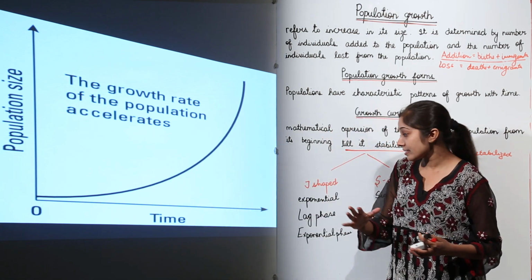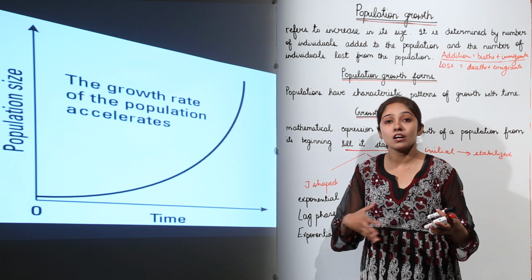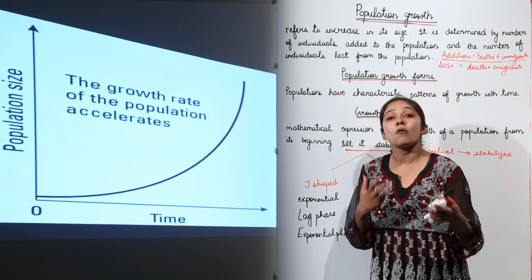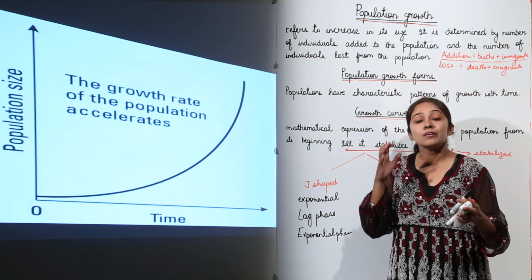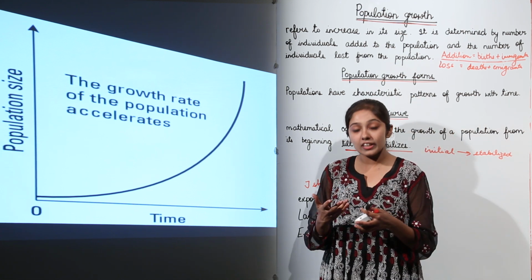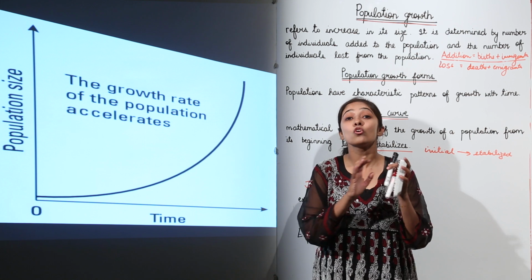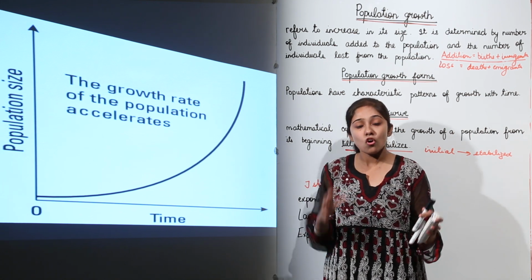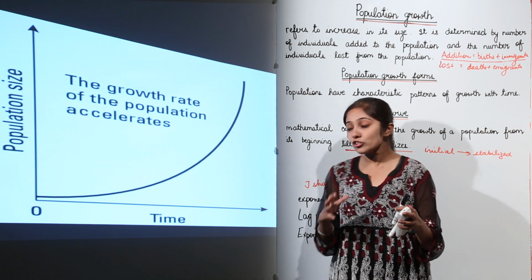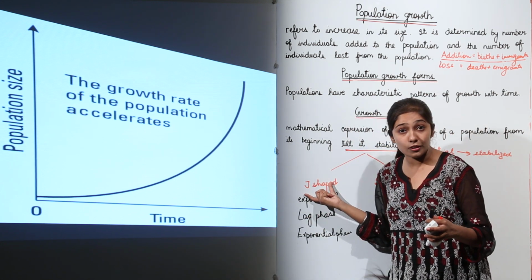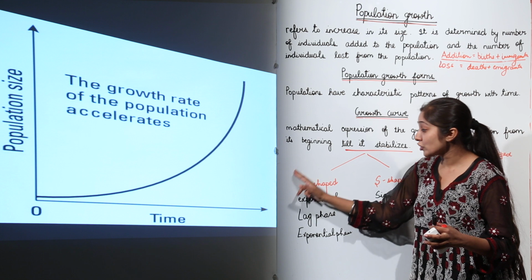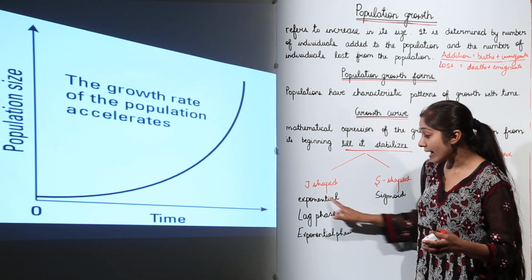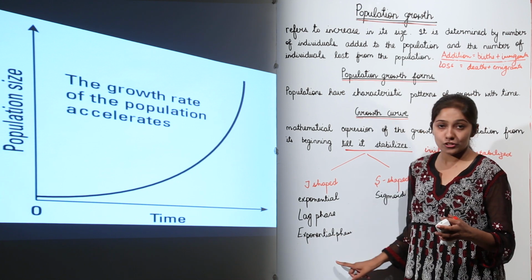So where does this type of growth curve actually exist? The example for this is a population of reindeer. When a population of reindeer is living in its natural habitat with no predators and plenty of food available, the reindeer population is going to show a J-shaped growth curve. Remember that a J-shaped growth curve has two phases only: one is the lag phase and the other is the exponential phase.